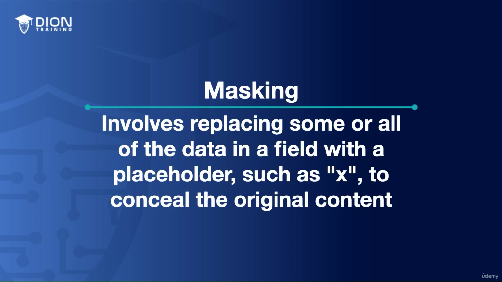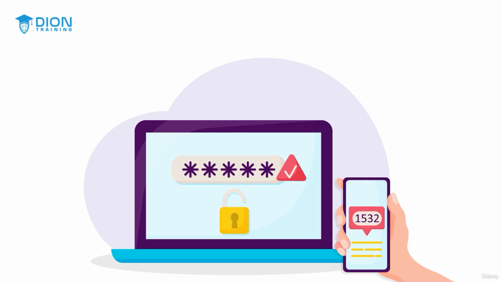Next up, masking. Data masking involves replacing some or all of the data in a field with a placeholder, such as X, to conceal the original content. It can be done partially to keep some metadata for analysis. For instance, in a phone number, the area code might be kept, but the rest of the number is replaced. Data masking can also maintain the original format of the field. Once data is masked, it's a one-way process, so it can't be reversed, making it a method of de-identification.